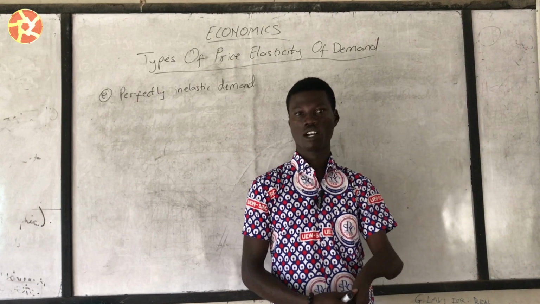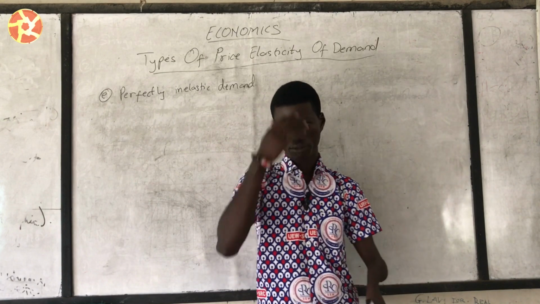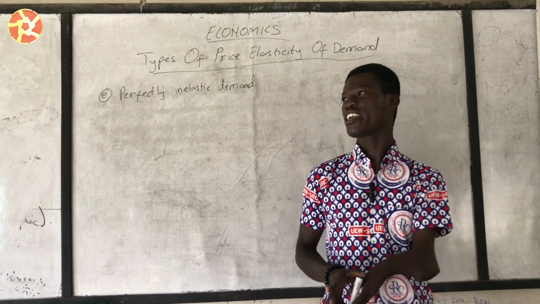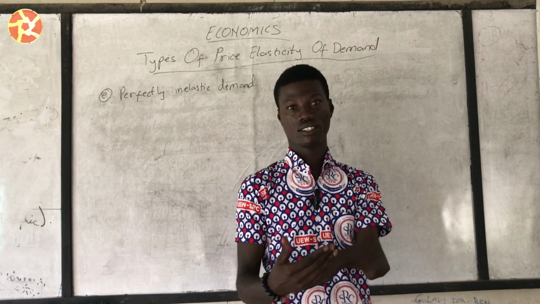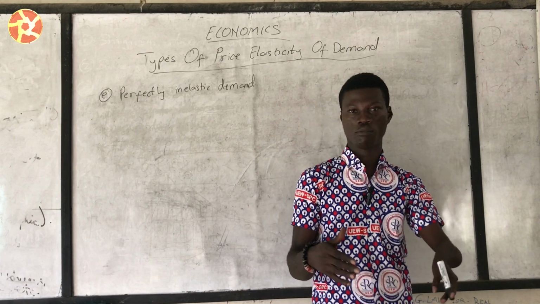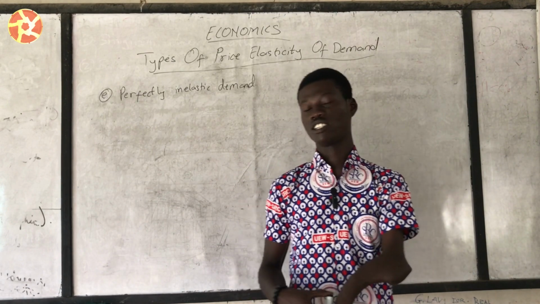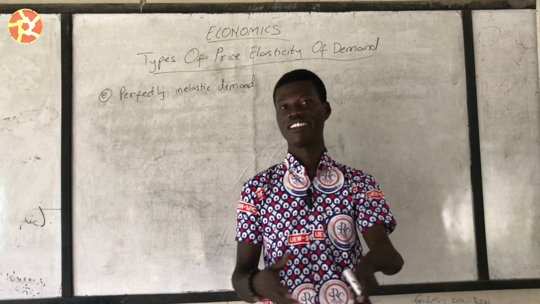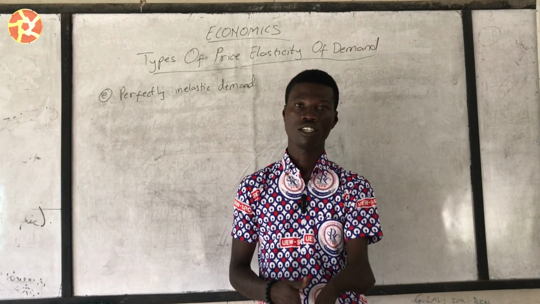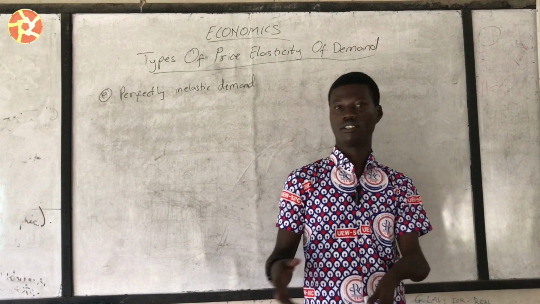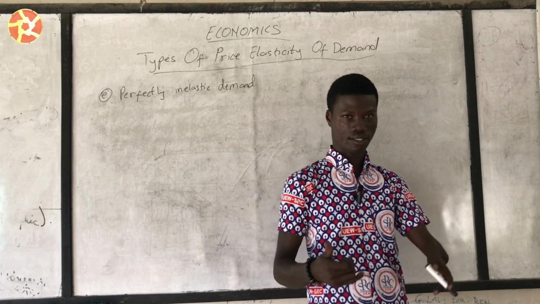So an example can be maybe salt. Even if they increase the price, the same quantity that they initially bought, they will still buy the same quantity. They will not decrease their quantity. Like, as I said, salt.